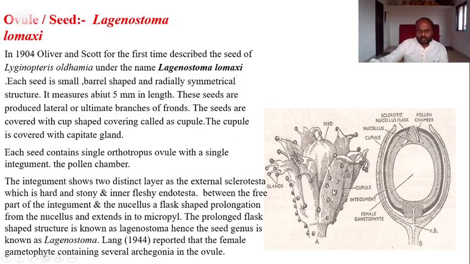Each seed is a small, barrel-shaped and radially symmetrical structure. It measures about 5 mm in length, that means it is small. These seeds are produced on lateral or ultimate branches of the frond. The seeds are covered with a cup-shaped structure, the cupule. The cupule is covered with capitate glands, and these capitate glands again confirm that this seed is the seed of Lyginopteris oldhamia.